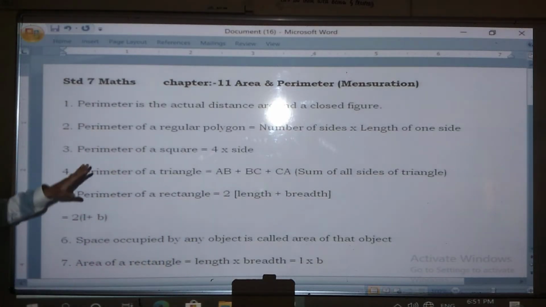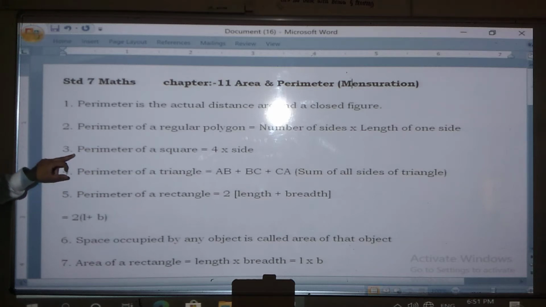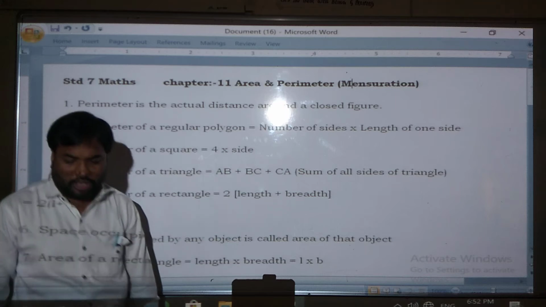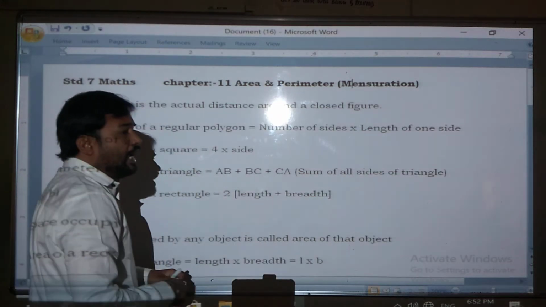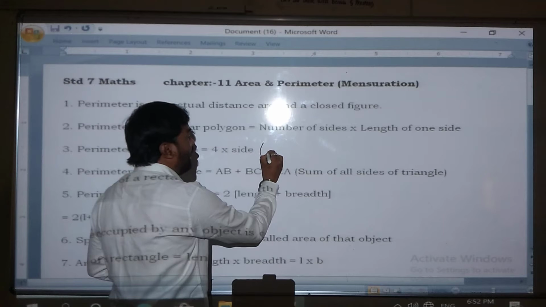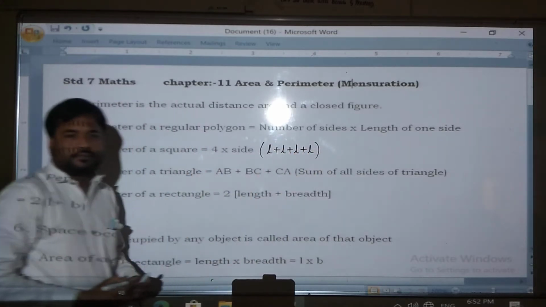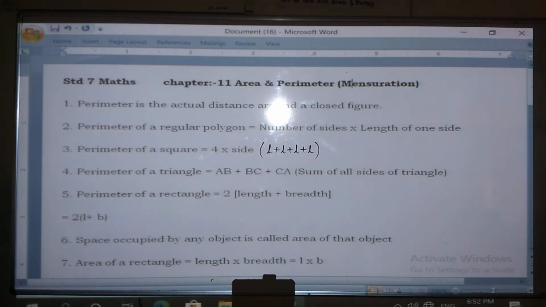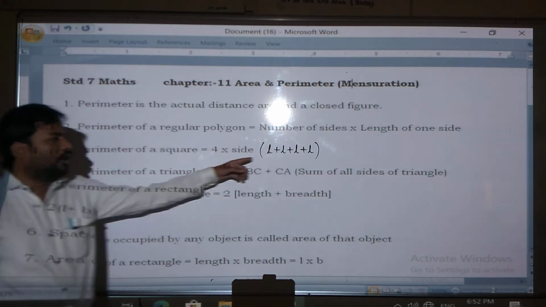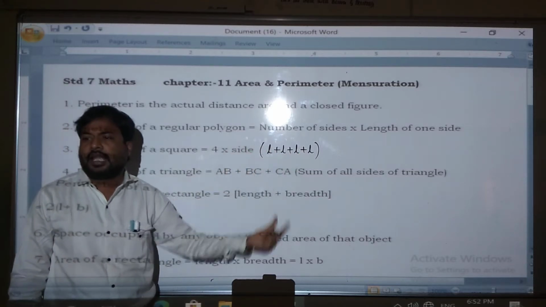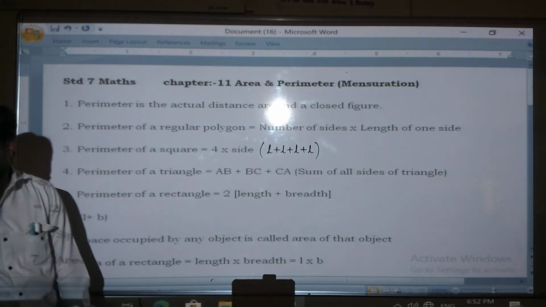Right? Getting it? Third one, we are very familiar since we have been studying it from fourth standard: perimeter of a square, that is 4 times the side, or you can write it as L plus L plus L plus L. Right? We have already learned this. The sum of all the sides. And what is the side actually? It is the length of the square. Getting me? Sure.